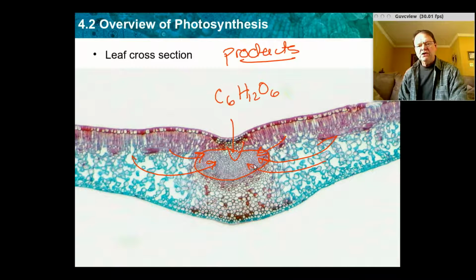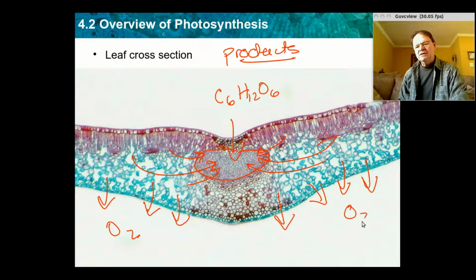And so that's going to diffuse down so the rest of the plant receives its nourishment, and in many plants that energy is going to be stored within the roots themselves. There's also another product that the cell really has a limited use for, and that is oxygen gas.